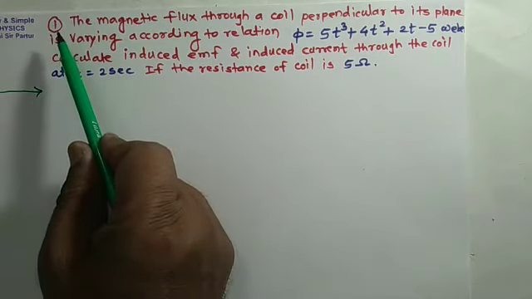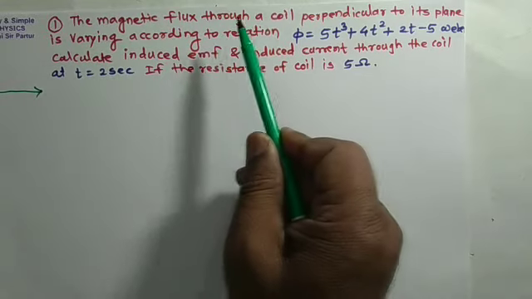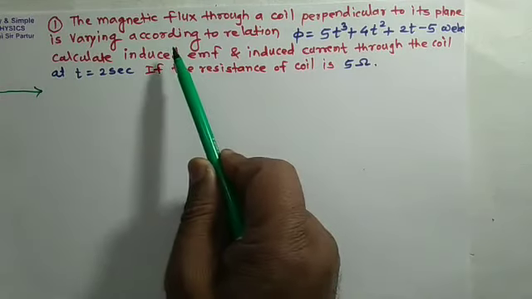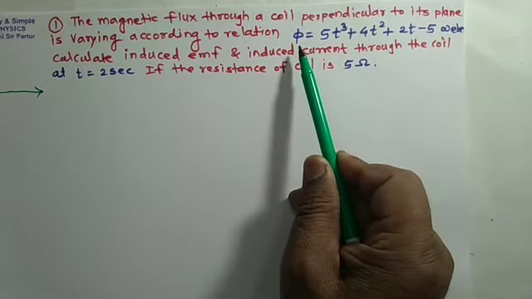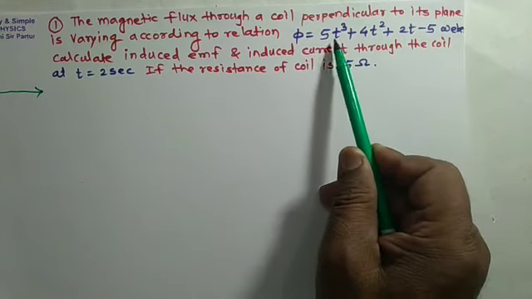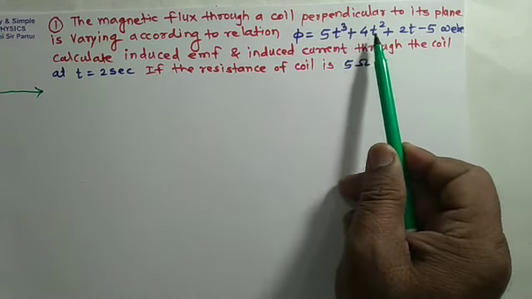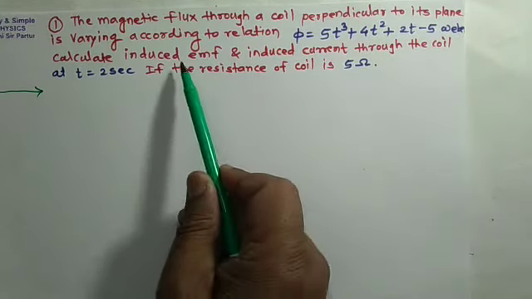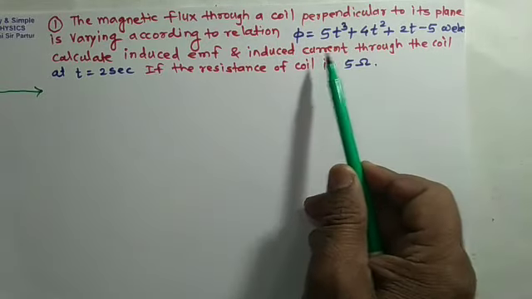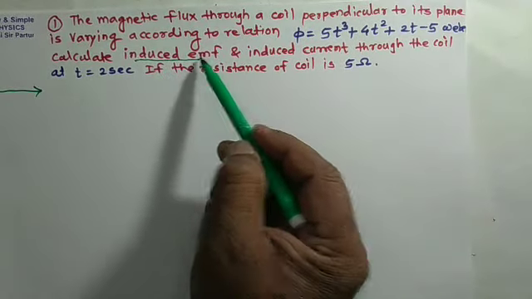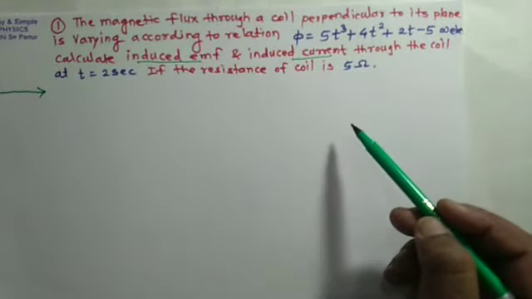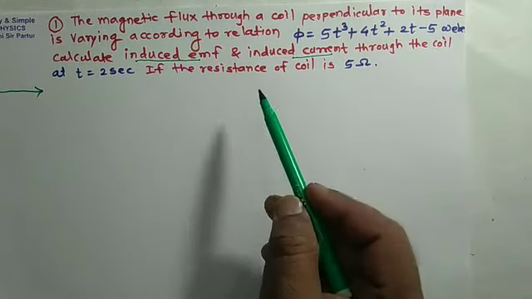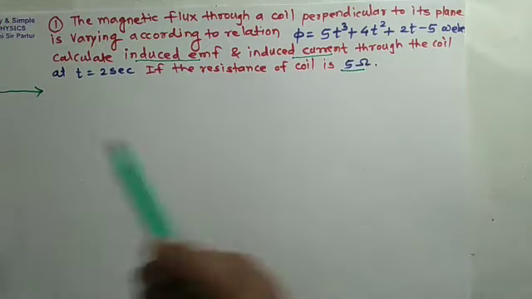the first problem is the magnetic flux through a coil perpendicular to its plane is varying according to relation phi, that is magnetic flux, is equal to 5t cube plus 4t square plus 2t minus 5 Weber. Calculate induced EMF and induced current. Two questions are seen: induced EMF and induced current through the coil at t equal to 2 seconds if resistance of coil is 5 ohm.